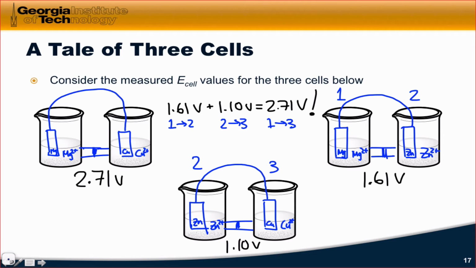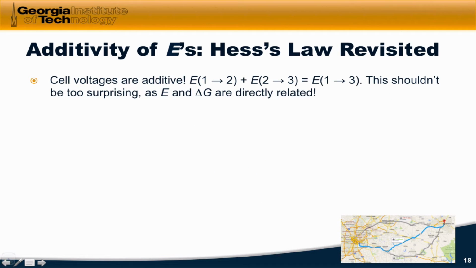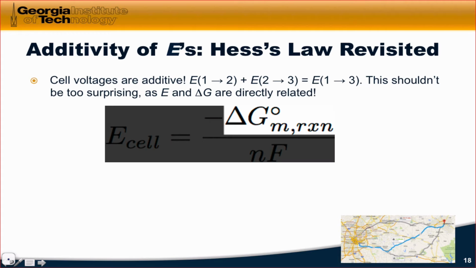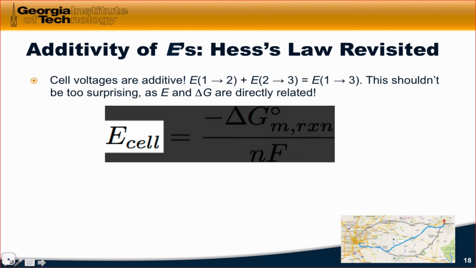This is a pretty remarkable result, and it shows essentially that Ecells obey Hess's law. Ecell is a state function for a particular half cell, and it obeys Hess's law. We can take any route from electrode 1 to electrode 3, and we'll still get the cell voltage of 2.71 volts; through an intermediate zinc electrode, we'd still get 2.71 volts. So the cell voltages are additive, and actually, given the relationship we've previously seen between Ecell and delta G, namely that Ecell is equal to negative delta G divided by n times F, this shouldn't be too surprising because delta G obeys Hess's law, so the cell voltages should also obey Hess's law.